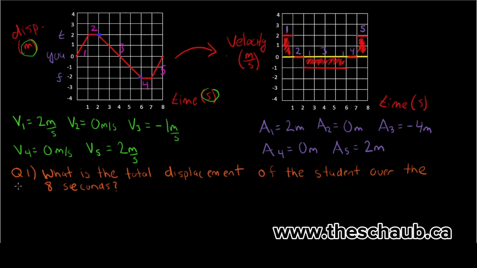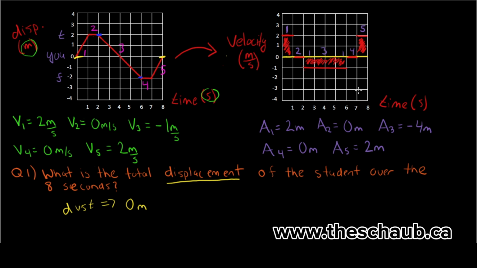Question 1. What is the total displacement of the student over the 8 seconds? Try to answer this using both graphs. To answer this first question, we have to understand what is meant by the displacement. The displacement is how far we end up from where we start. So this is very easily answered on the displacement time graph. On the displacement time graph, we started at 0, which was our desk, and we ended at 0, which was our desk. So on the displacement time graph, our displacement was equal to 0 meters.